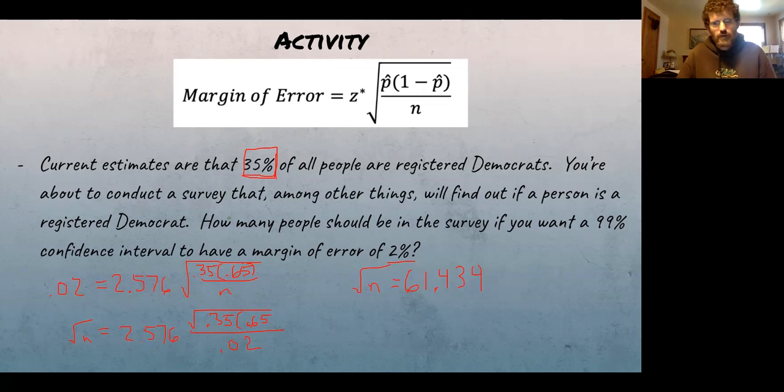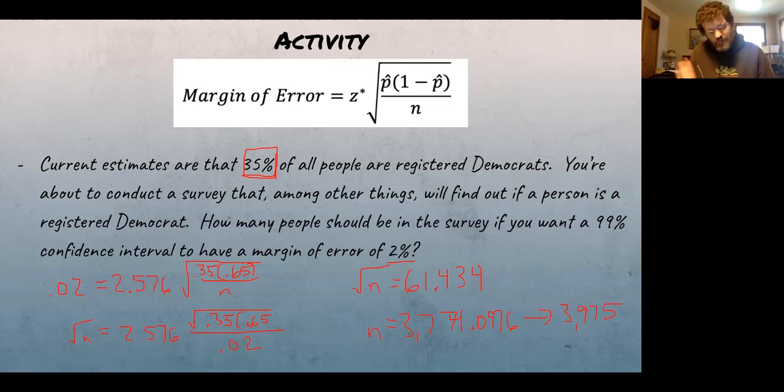Okay. So 61.434, I believe that's correct. I know it's in the right ballpark. So that is a square root. So when I square that, it's showing me that I need 3,774.0976 people, which I'm going to round that up to 3,975 people.